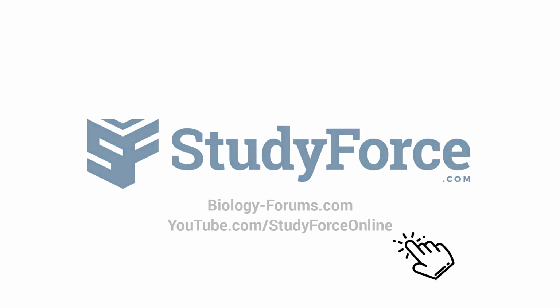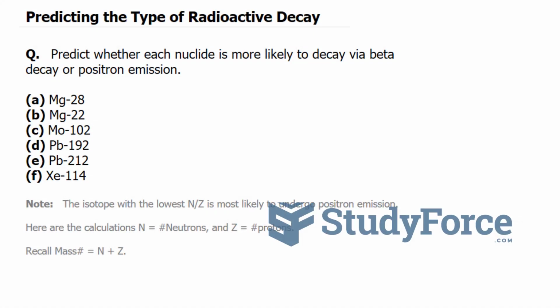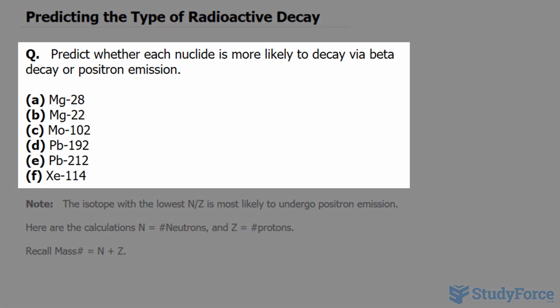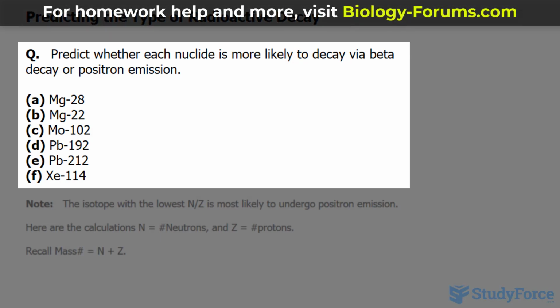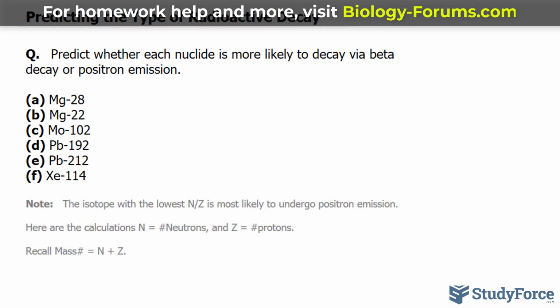In this lesson, we'll discuss how you can predict the type of radioactive decay. The question reads, predict whether each nuclide is more likely to decay via beta decay or positron emission.